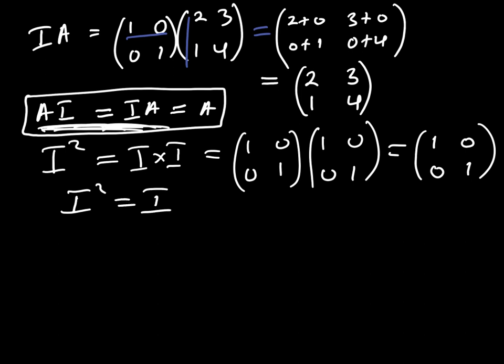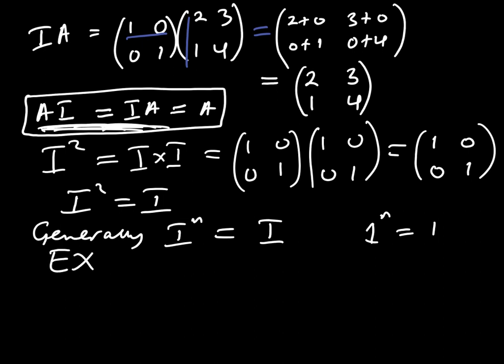Generally, I to the power n will never change. It remains I, provided n is a positive integer. It never changes, like having 1 to the power n is always 1. So even for identity matrices, I to the power n always produces the identity matrix. Now let's see an example about identity matrices.